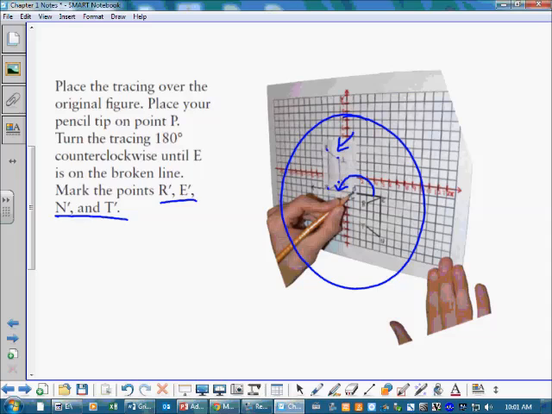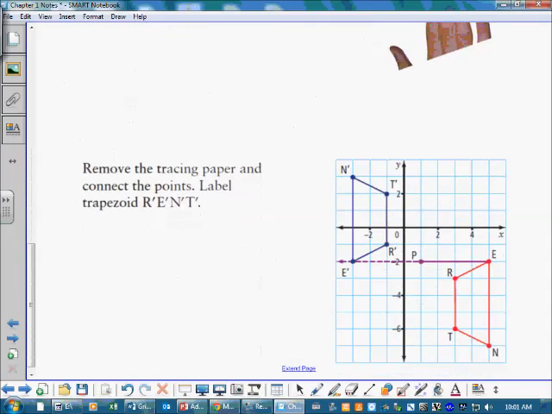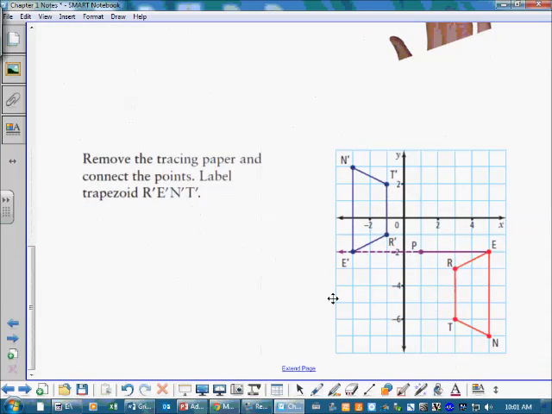Okay, now just to wrap it up, this is where that figure will end up on the Cartesian plane. So this is 180 degrees. There's our 90 again, and there's our 180, and those are the new points after this rotation has been done. Piece of cake.